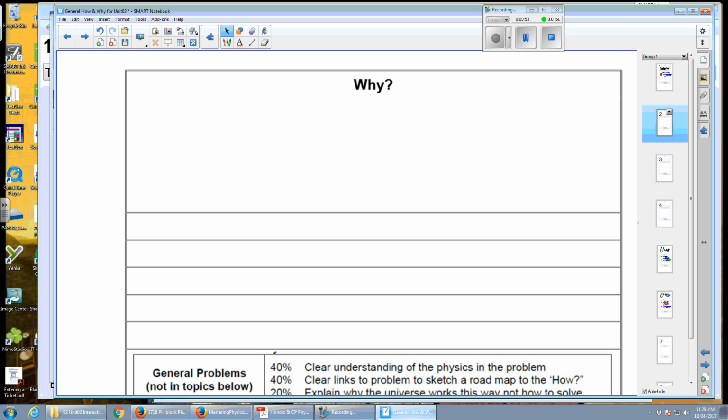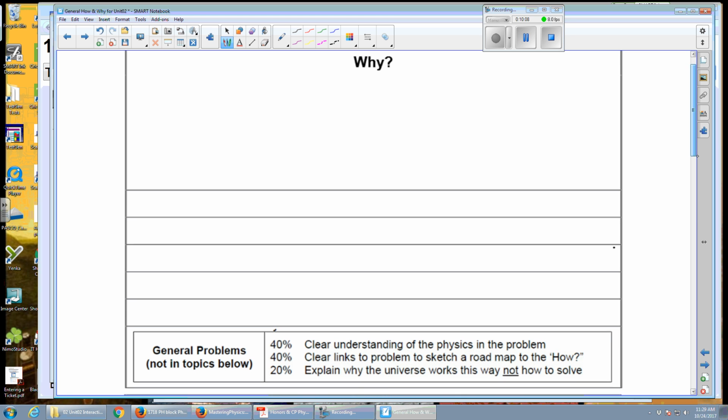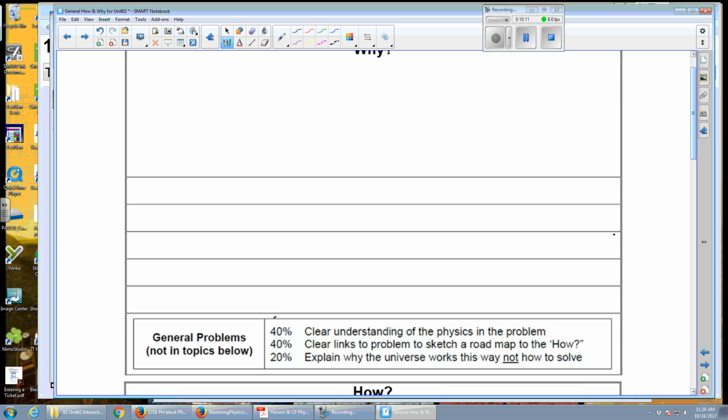So let's see. I want to start off showing my understanding of gravity. I need to show a clear understanding of physics, links to problems to sketch a roadmap to the how, and put in all the equations I can. Right? No. No, you don't put the equation in the Y. Don't put equations in the Y. I think I'll do a diagram though. Bowling ball. Bowling ball.